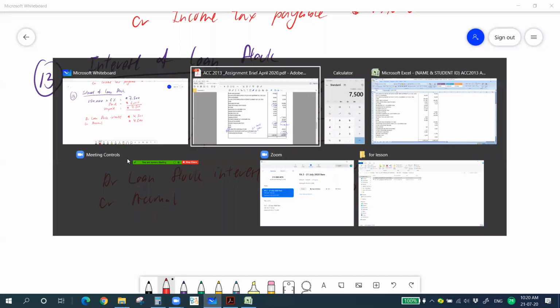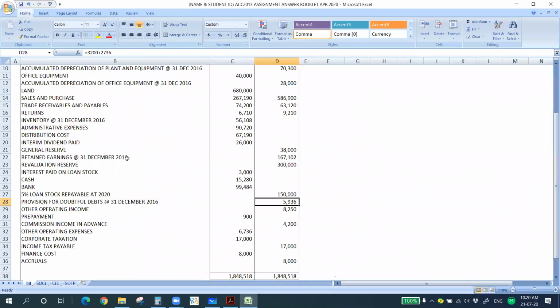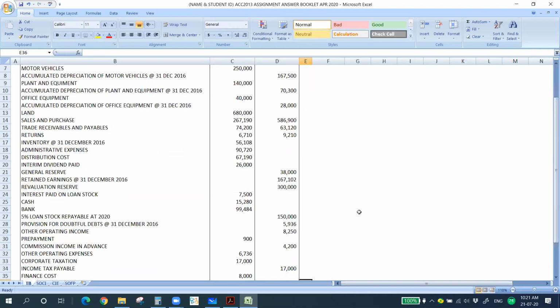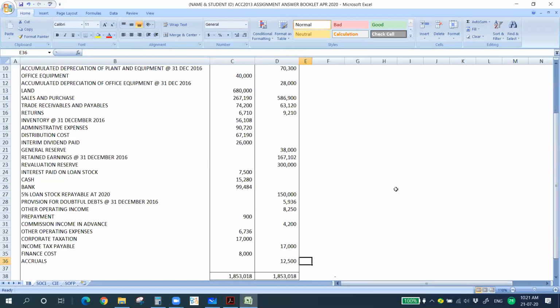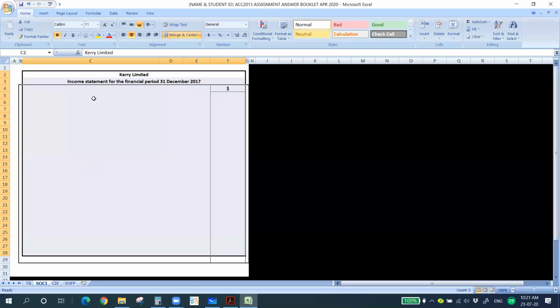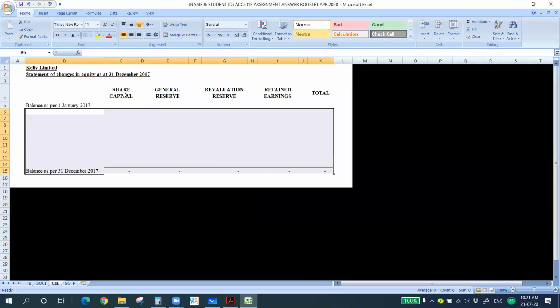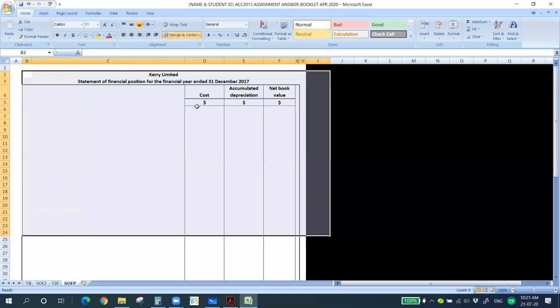So let's record this. So interest paid on loan stock, we add another 4,500. And then the accruals, we add 4,500. Okay, that's all. And then class, because of the limitation of time, I don't have enough time to show you the income statement, the CIE and SLP. So I'm going to upload this so you can have a look.